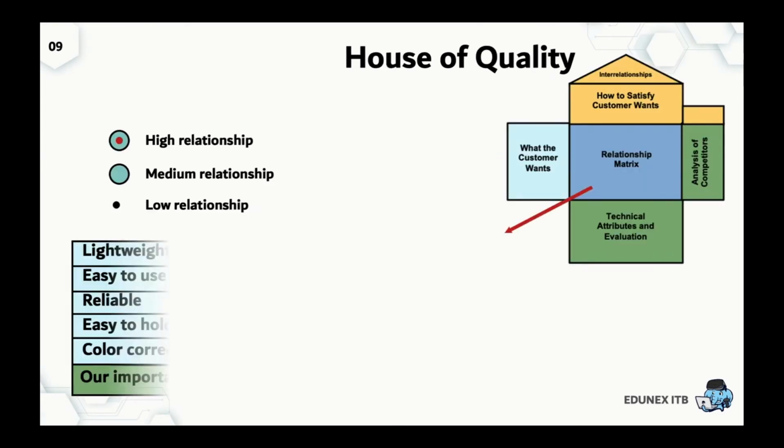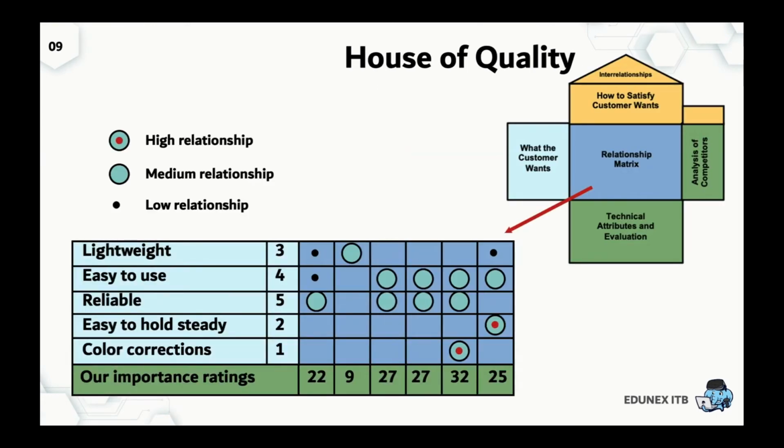And to make the relationship matrix, there are 3 types of relationship. We put it in this symbol. High relationship has a circle and dot inside it, medium relationship only the circle, and low relationship only has the dot. Let's see in here, for example, the lightweight has low relationship with how to satisfy the component. So we put all this relationship in this relationship matrix.